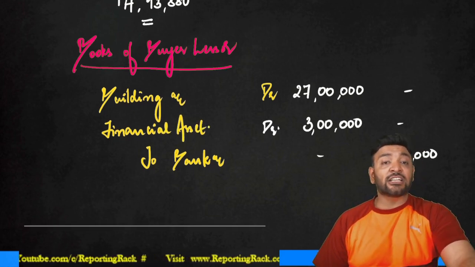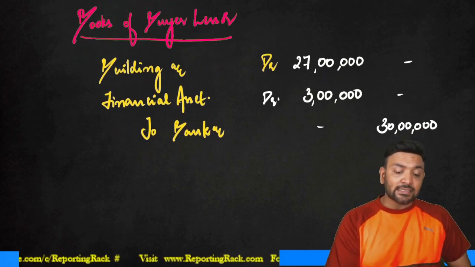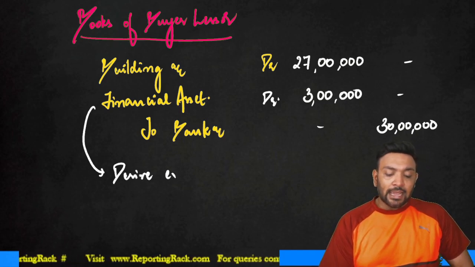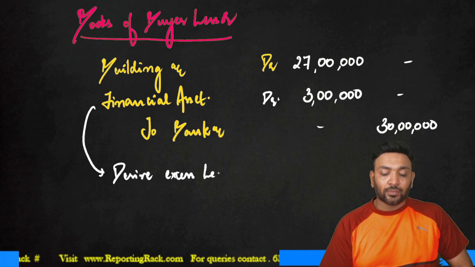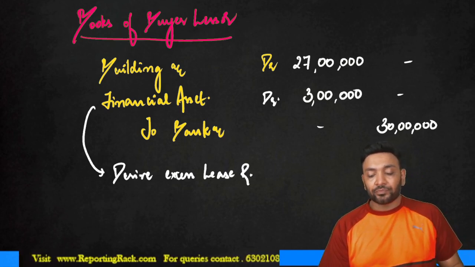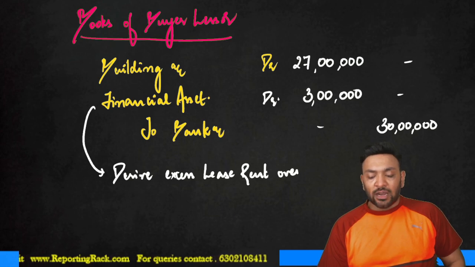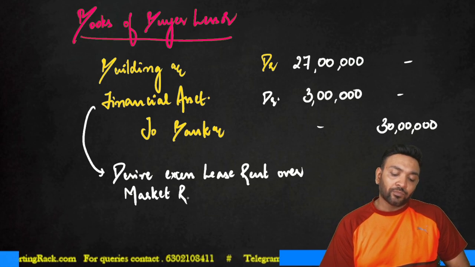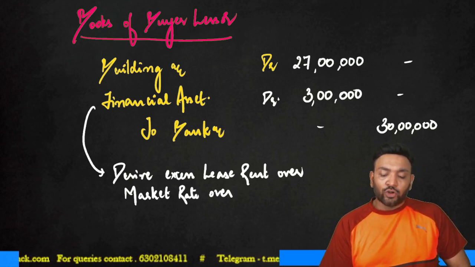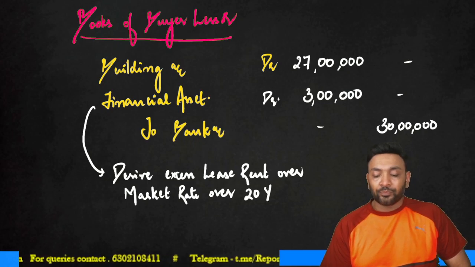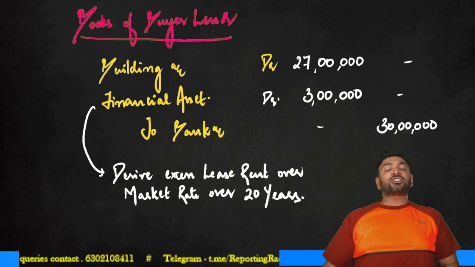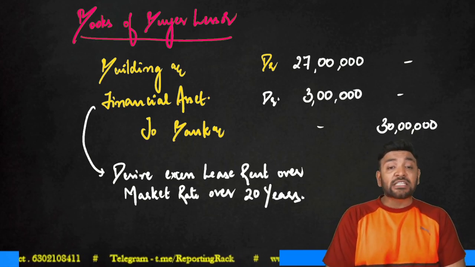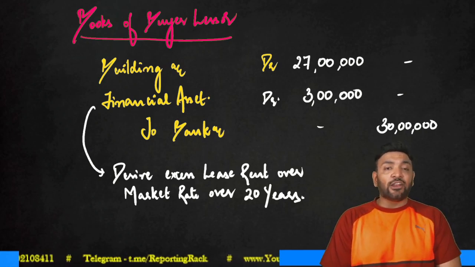Why is it considered as financial asset? Because this 3 lakhs will derive excess lease rentals over market rate over 20 years. For the next 20 years, I will receive lease rentals which are more than the market rate because I purchased the asset at greater than its fair value.